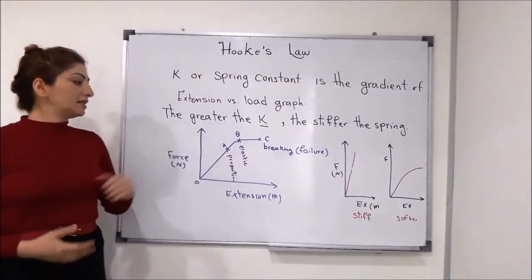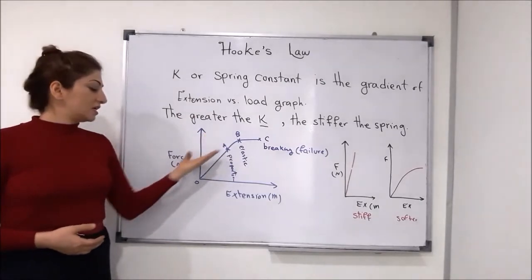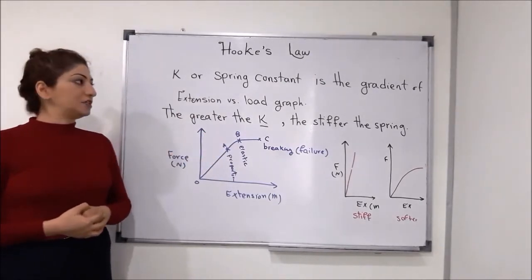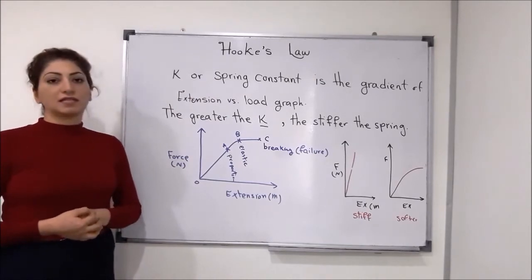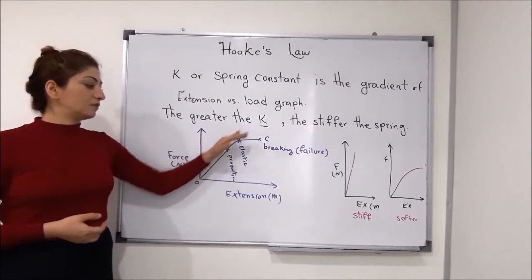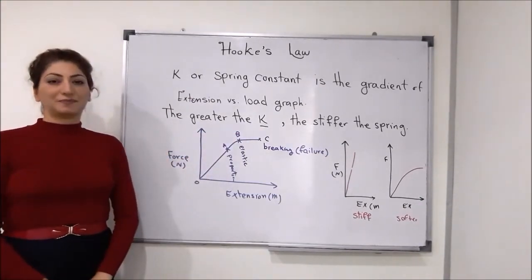So, another thing that we have to know is the gradient of this extension load graph with force and extension will give you the spring constant. You can find the spring constant by finding the gradient of this curve in the force and extension graph.